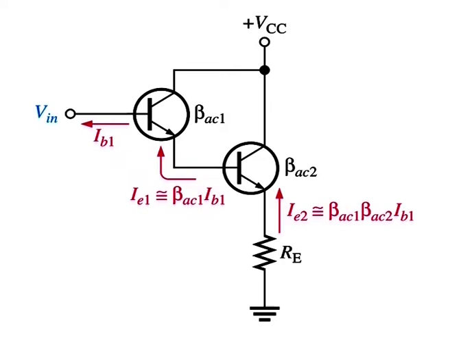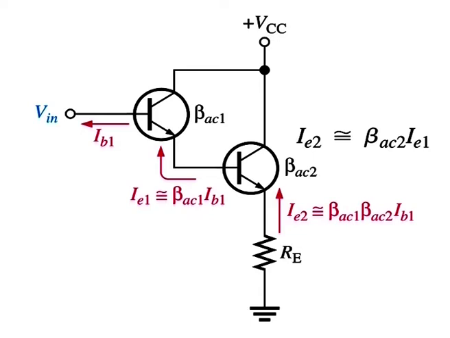The emitter current of the first transistor is given by this equation. Ie1 is approximately equal to beta AC1 times Ib1. The emitter current becomes the base current for the second transistor, producing a second emitter current of Ie2 approximately equal to beta AC2 times Ie1 and equal to beta AC1 times beta AC2 times Ib1.